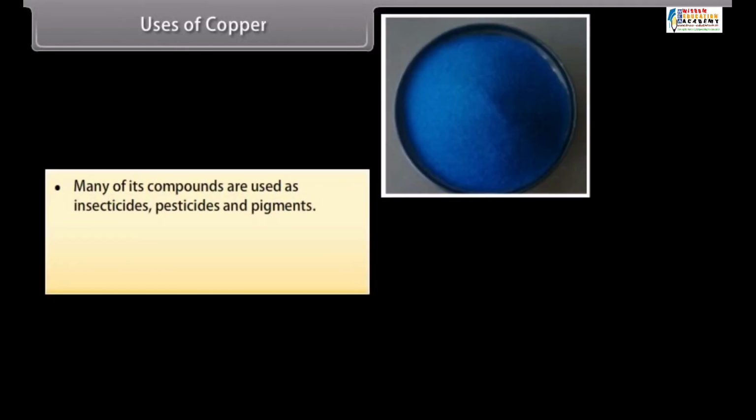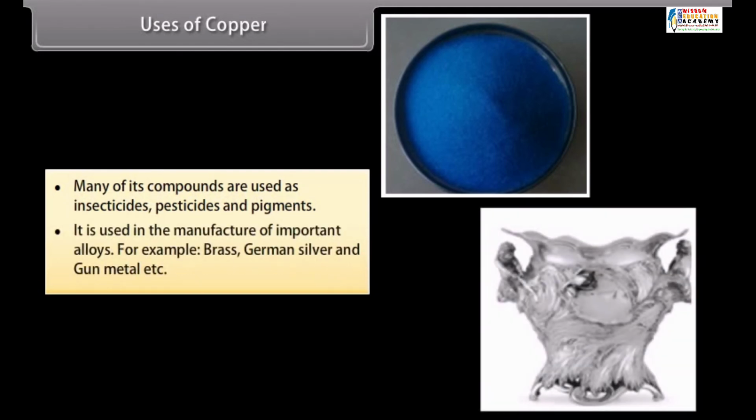Many of its compounds are used as insecticides, pesticides and pigments. It is used in the manufacture of important alloys, for example, brass, German silver and gunmetal, etc.